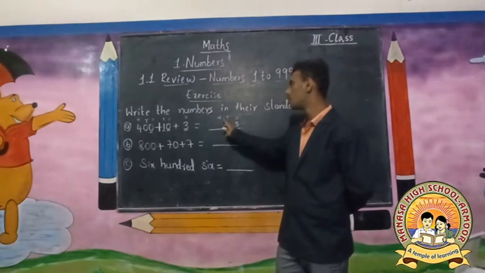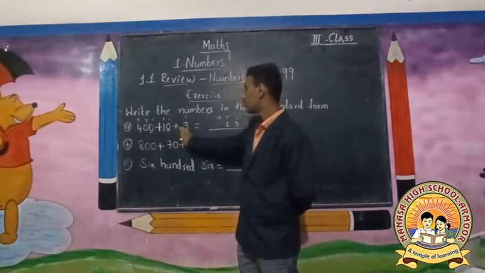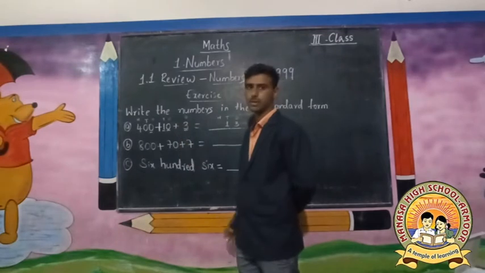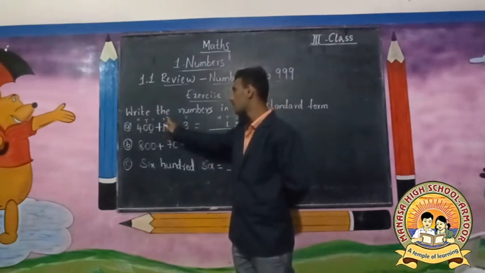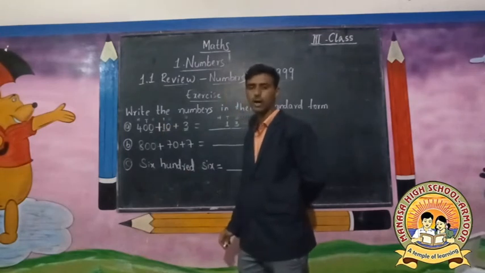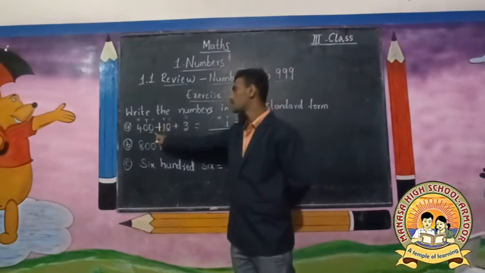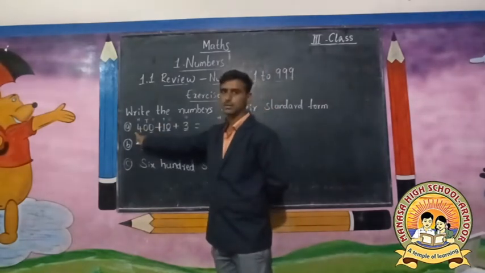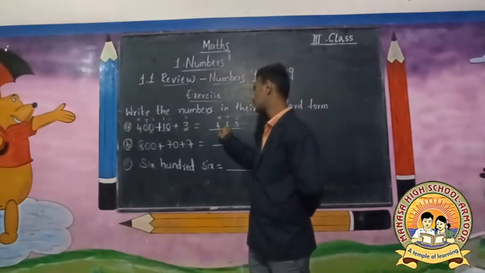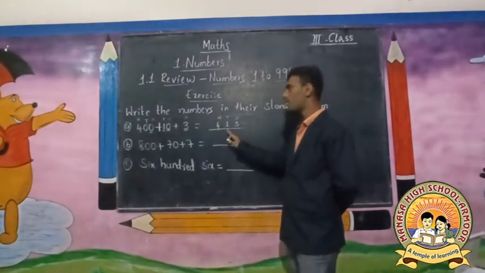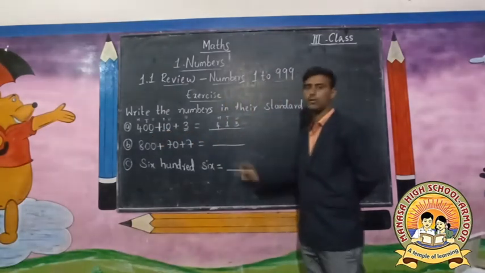Next, go to 100 place. Look at here, children. We don't have here tens and 100 place. So go to next number. Here we have ones and tens places, but we don't have hundreds. So go to next. Ones, tens and hundreds. So directly write 4 in 100 place. So the standard form of 400 plus 10 plus 3 is 413.